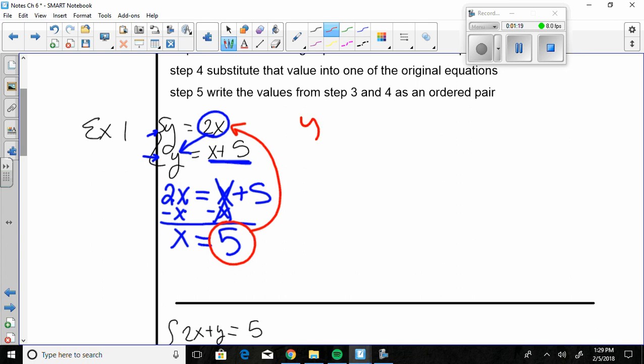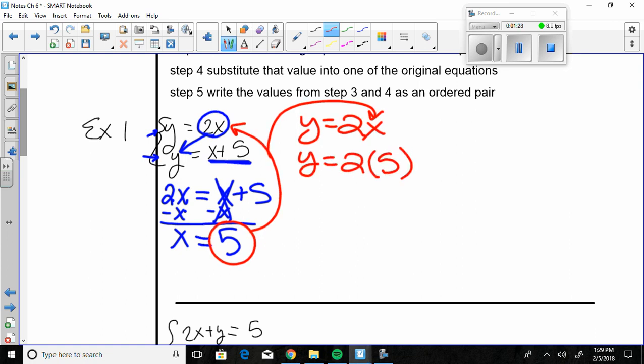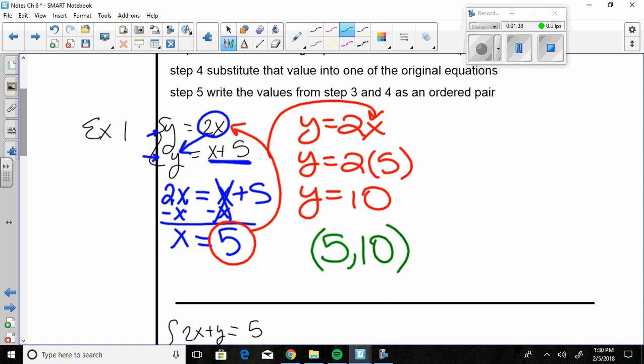So now we have y equals 2x. Substitute that 5 in for that x. So now we have y equals 2 times 5. Y equals 10. So the answer, where these two lines meet without graphing, is an x of 5 and a y of 10. If that doesn't make as much sense to you, I can explain it one other way.